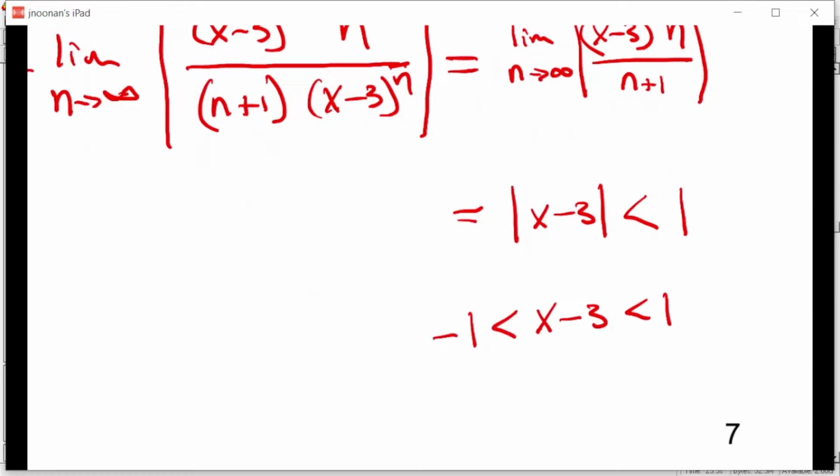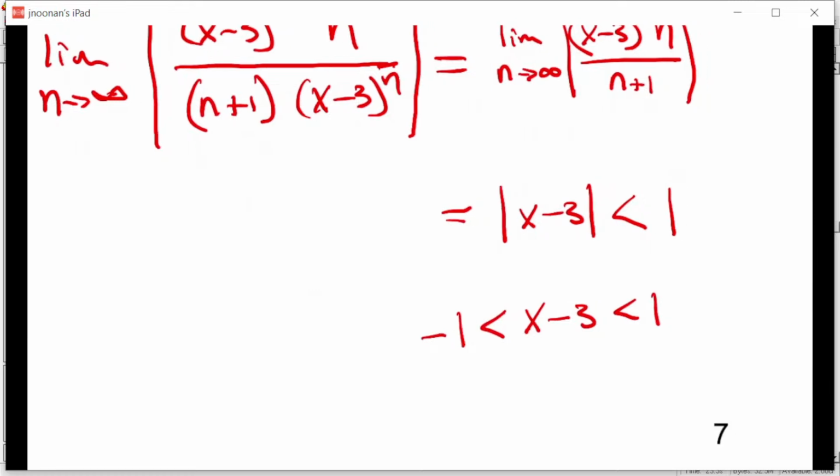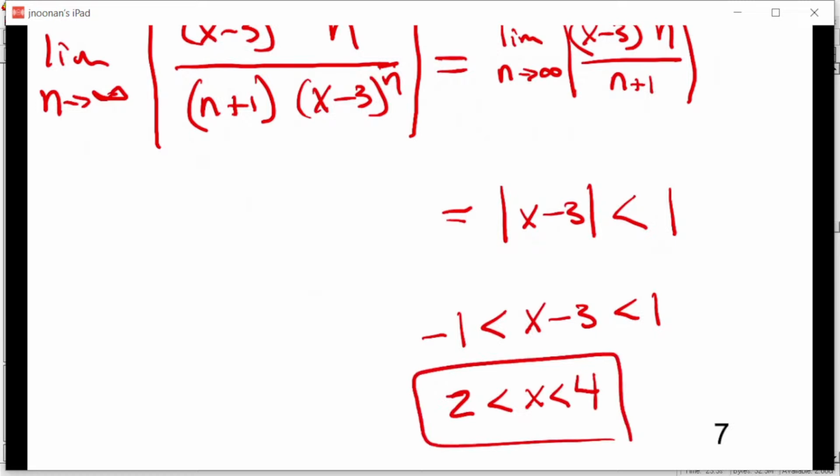Because I have an absolute value there, I can drop the absolute value as long as I include the positive and negative. And now you can do this algebra, right? Add 3 to both sides, or add 3 to all 3 sides. So you've got 2 is less than x, is less than 4. Whew. So that's when this thing converges.